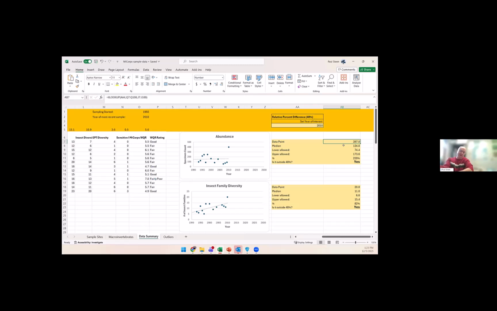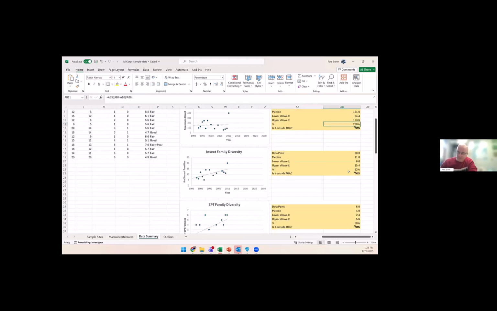If I had this tool back in 2010, I could have caught this a lot sooner. But now I'm just guessing as to what the problem is. Whatever happened, they collected way too many insects. They collected 220% outside the bounds of what I would say is acceptable.